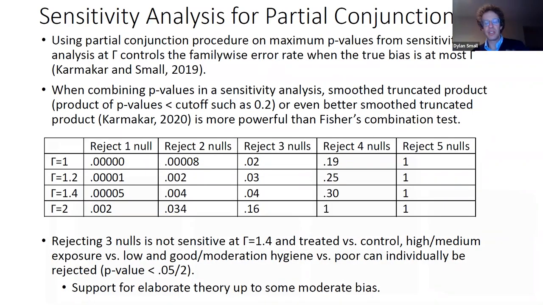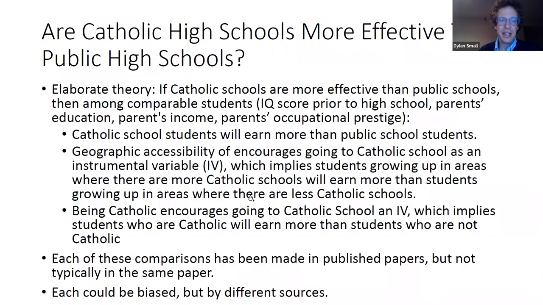So that kind of wraps up this example, where we basically found some confirmation for the elaborate theory. It was significant, and we even have evidence for at least three of the five nulls being false, up to gamma equals 1.4 bias.